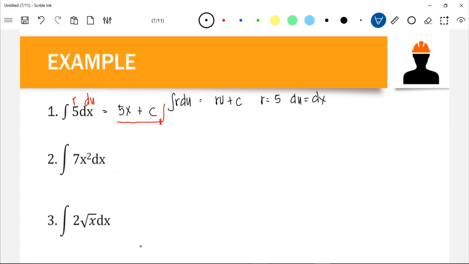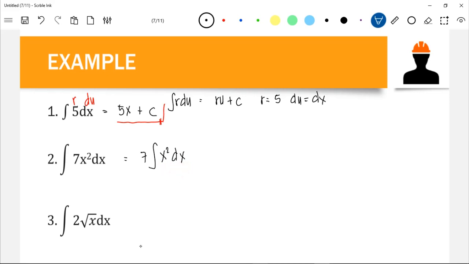Now we have the second example. We have the integration of 7x squared dx. Now take note, if we have a constant 7 in the function, then we can take 7 outside of the integral. So we can say that it is 7 times the integration of x squared dx. Okay, we can take 7 outside the integral. In this case, we only have x squared dx left to integrate.